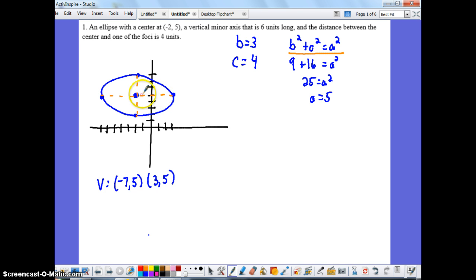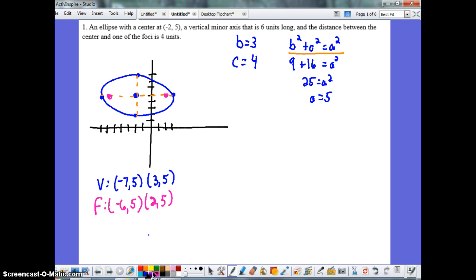So I'm going to go to the right, again, from the center, always basing off the center, to the right 4, and to the left 4. So I can find the coordinates of my foci, which is going to be negative 6, 5, and then 2, 5. All right, and the last thing I need to do is actually create the equation.